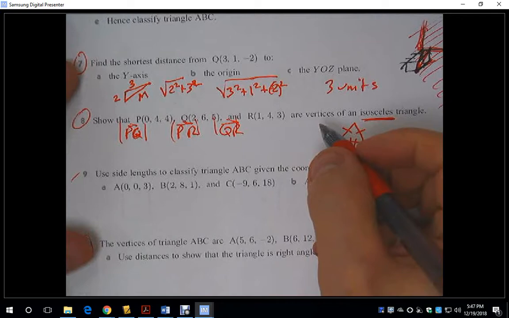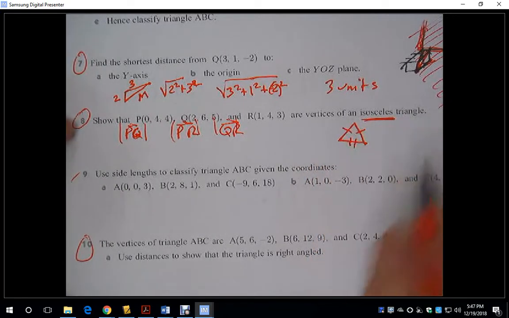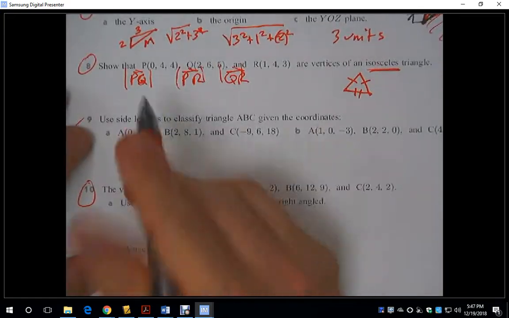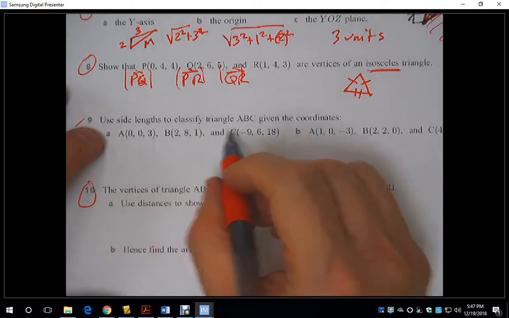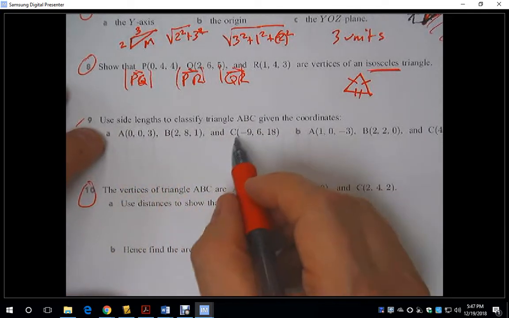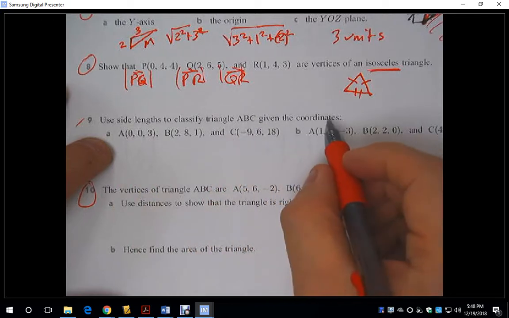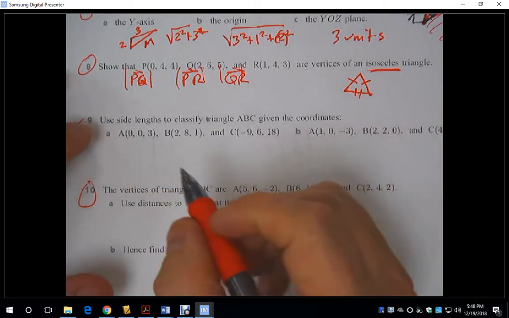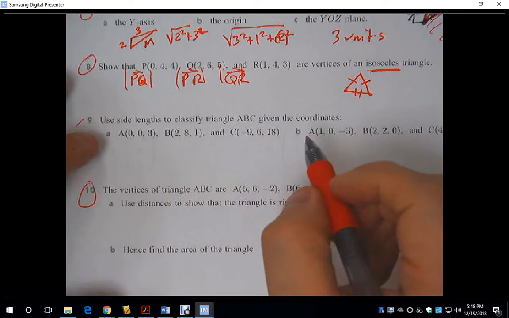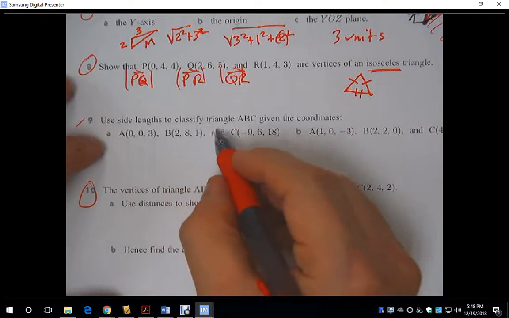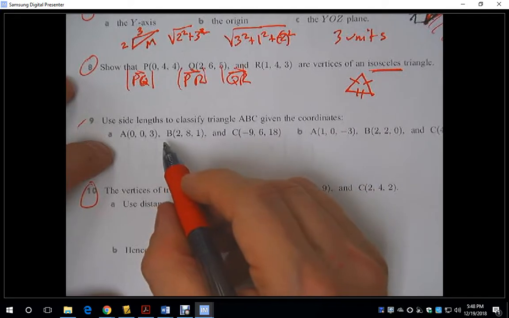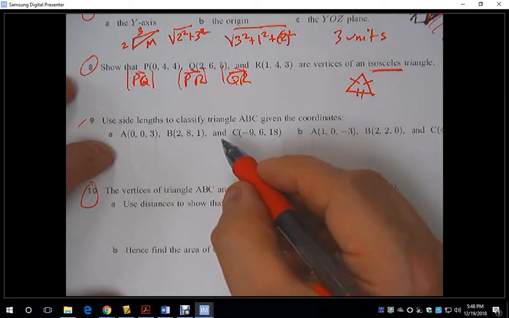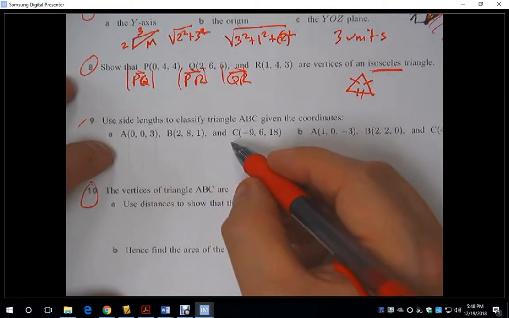I think that's a pretty good explanation for now on that. Let's look at number 9. It says use side lengths to classify the triangle ABC. So I'll just do one of these and then give the coordinates. The first thing I want to do, if I want to classify, because this is a triangle, I'm guessing that I'm trying to prove that this is either equilateral, isosceles, or scalene.